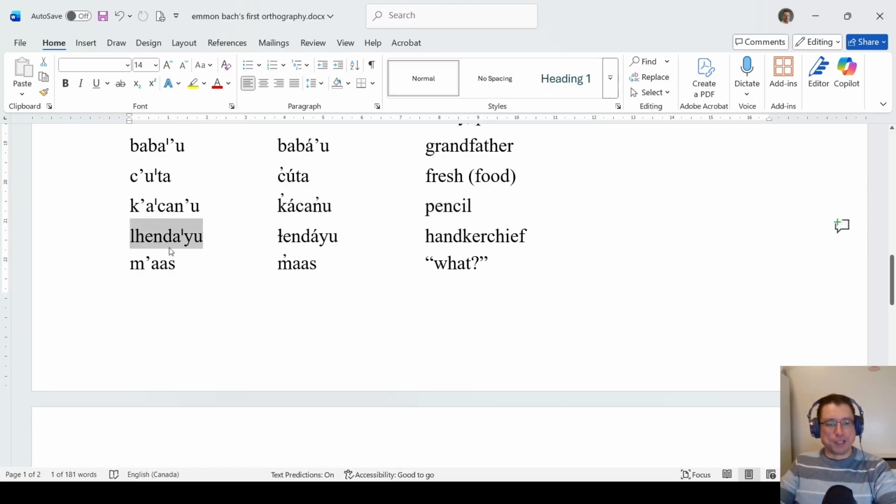Then we have slendayu. So you have the LH making the sound, and then you have the accent coming after the A. And then in the hybrid orthography, Elsa and Lincoln and Rath, you have the tilted L making the sound, and then you have the accent mark going on top of the A, and slendayu means handkerchief.